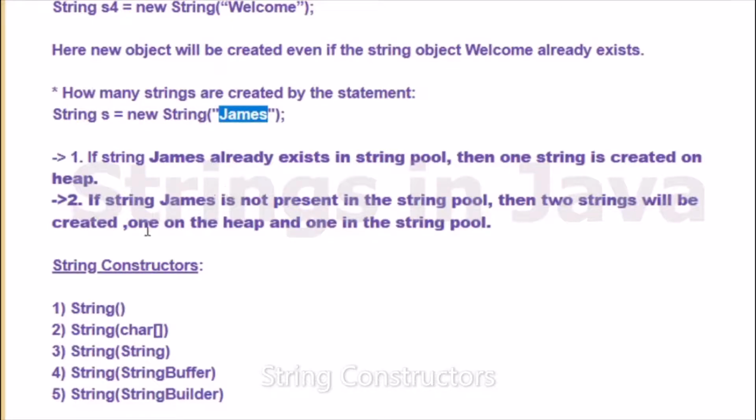Now let's look at the string constructors. The first constructor creates a string with no characters in it, that is, the string will be empty. The second accepts a character array as the parameter, and a new string is created with the value which is present in the character array.